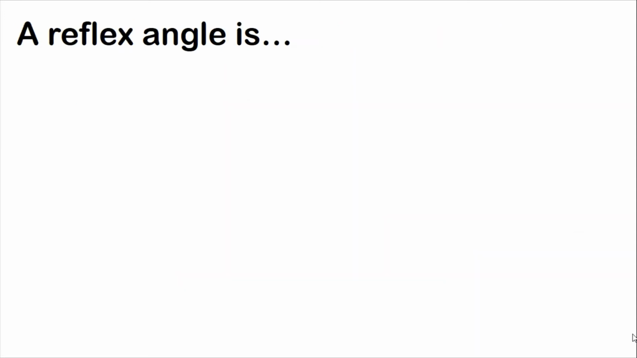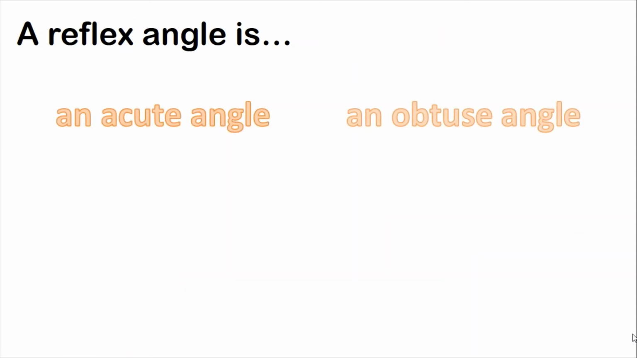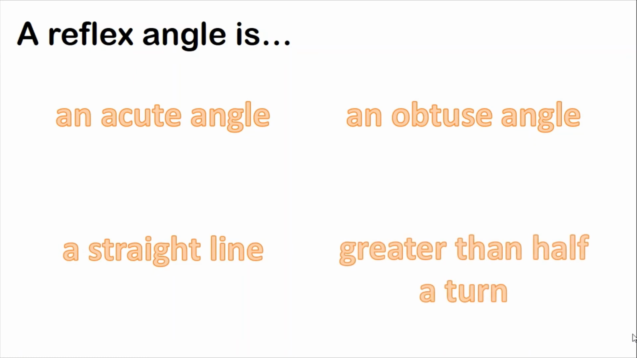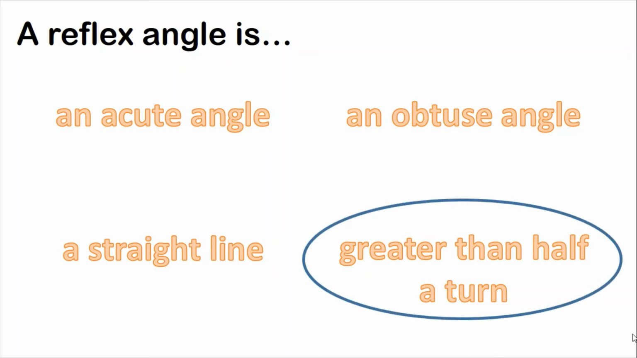The last question. A reflex angle is an acute angle, an obtuse angle, a straight line, or greater than half a turn. A reflex angle. Pause if you need to, and I'll count down from 5. 5, 4, 3, 2, 1. And the answer is a reflex angle is greater than half a turn.